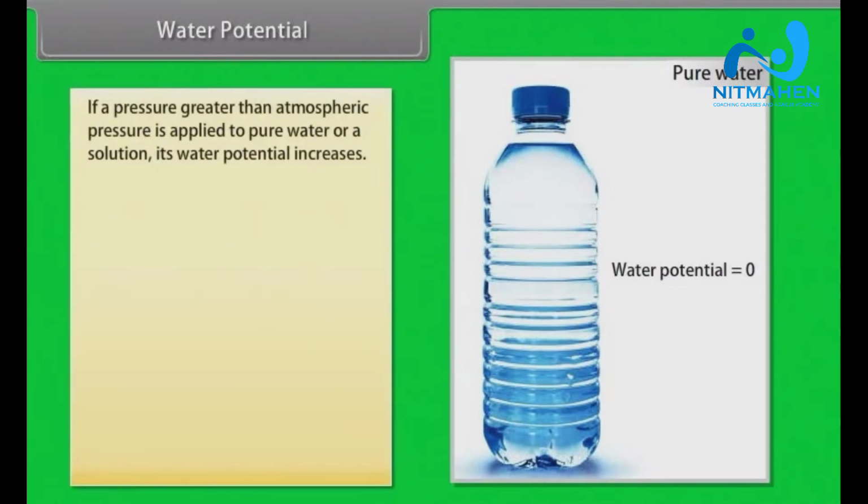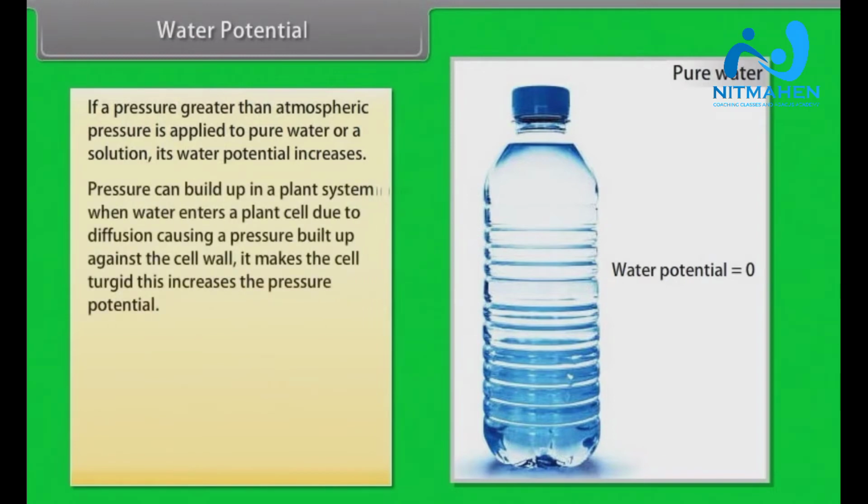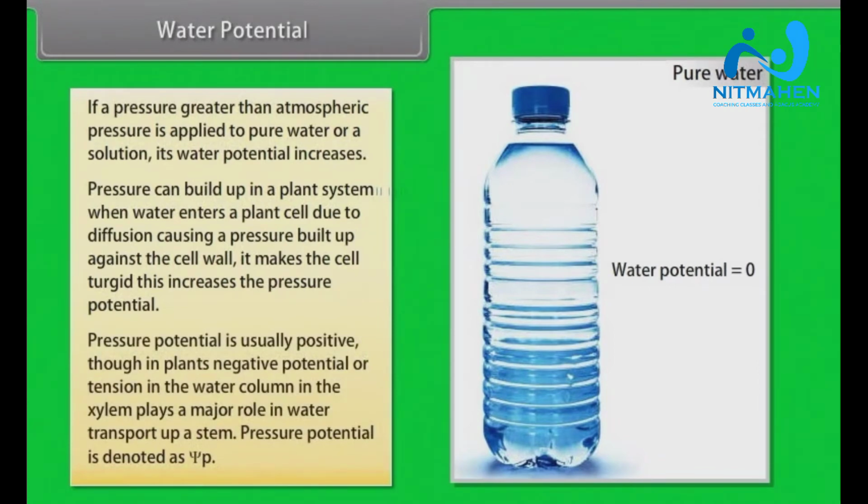If a pressure greater than atmospheric pressure is applied to pure water or a solution, then its water potential increases. Pressure can build up in a plant system when water enters a plant cell due to diffusion, causing a pressure build-up against the cell wall. It makes the cell turgid. This increases the pressure potential. Pressure potential is usually positive, though in plants, negative potential or tension in the water column in the xylem plays a major role in water transport up a stem. Pressure potential is denoted as P.